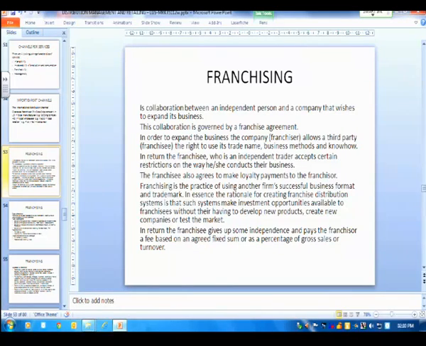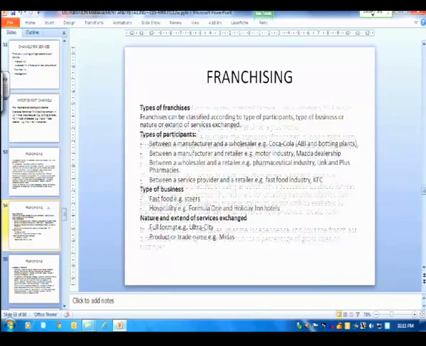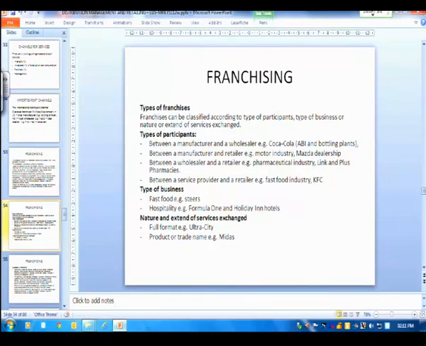In return, the franchisee gives up some independence and pays the franchisor a fee based on an agreed fixed sum or as a percentage of gross sales or turnover. Types of franchises. Franchises can be classified according to types of participants, types of businesses, or nature or extent of services exchanged. Types of participants.